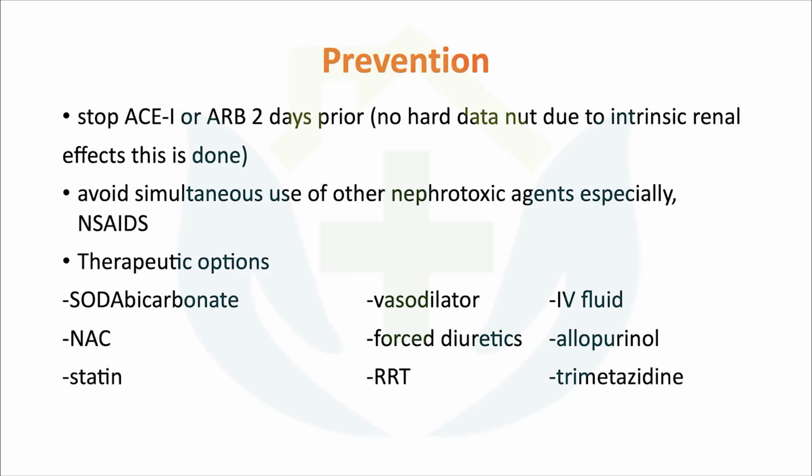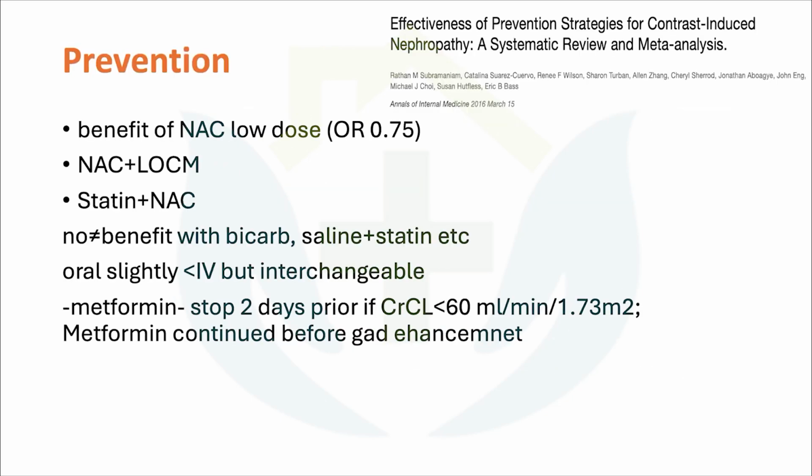Now coming to the preventive, these are therapeutic options, but we use them as a preventive strategy, so that's why we included them in the prevention. So what are the therapeutic options per se? The agents that have been used are various, at least 10 to 15 agents. To name a few: soda bicarb, N-acetylcysteine, statin, vasodilators, forced diuretics, renal replacement therapy, IV fluids, allopurinol, and trimetazidine. Now I'll come to the individual points and discuss briefly each component and its evidence.